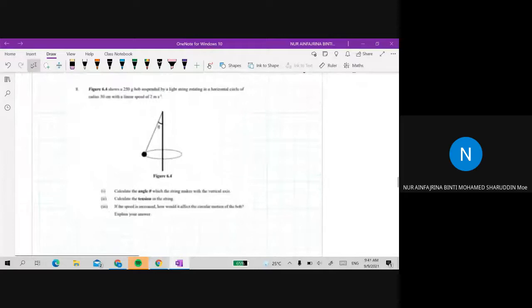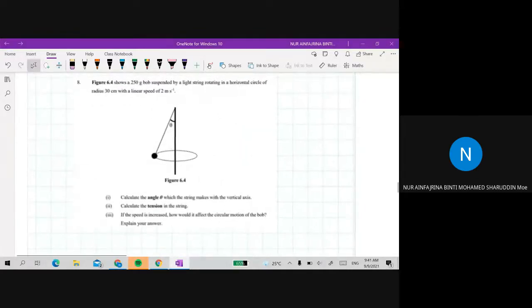Okay, now let's look at the next question. So the next question cakap, figure 6.4 shows a 250 gram box suspended by a light string, rotating in a horizontal circle of radius 30 centimeter with a linear speed of 2 meter per second. Okay, first of all, highlight the important keywords. The mass is 250 gram, suspended by a light string, rotating in a horizontal circle, radius 30 centimeter and linear speed 2 meter per second.